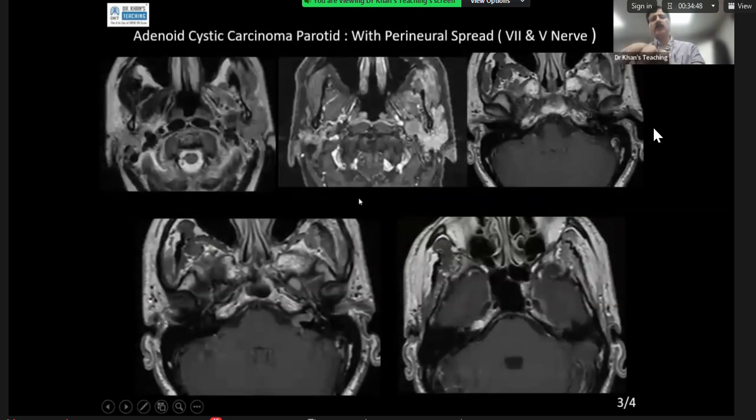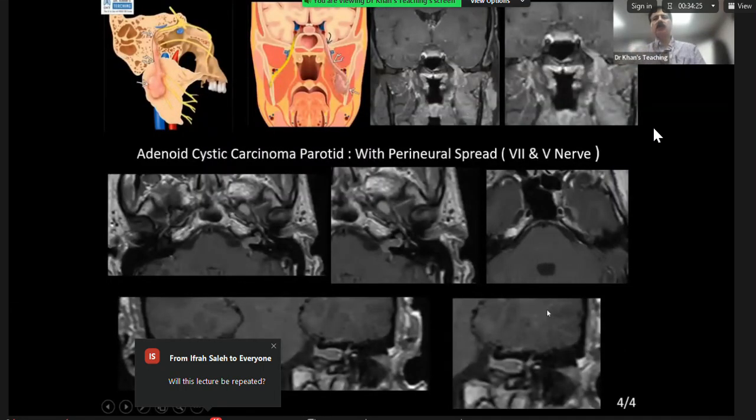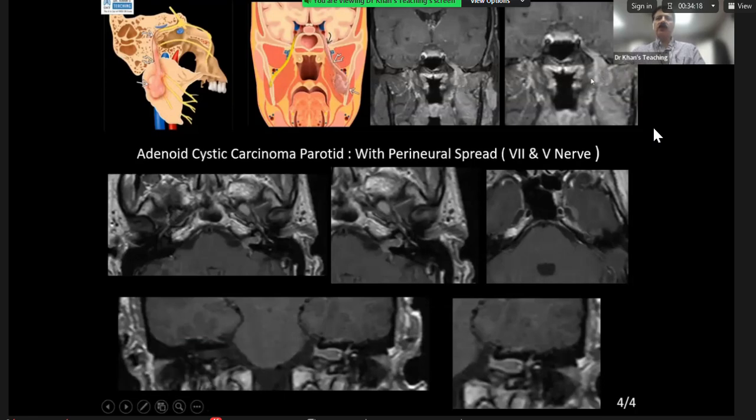So in our case, please remember that anatomy-wise, there are some connections to the lingual nerve between the seventh and the fifth nerve. So part of the tumor has gone into the fifth nerve, and from there, perineural spread into the Meckel's cave is visible. This is the coronal of our patient, coronal T2-weighted. And you can see this enhancement, and you can see how it is going into the foramen ovale.